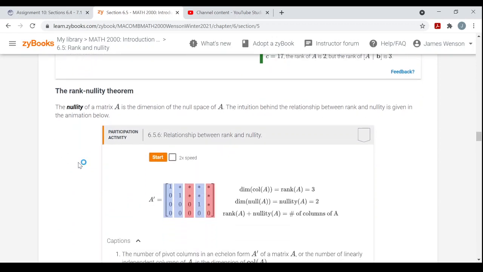All right. Next part. So we've talked about the rank of a matrix, right? That's the dimension of the column space or the dimension of the row space, same thing. Now let's talk about the nullity of a matrix. Now, we talked about the null space, or the kernel of a matrix, in section 6.4. This is just the dimension of that space. Right? The nullity of a matrix A is the dimension of the null space of A.